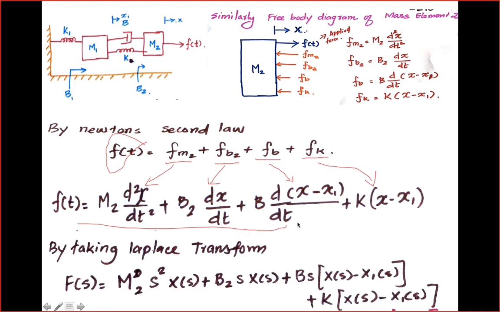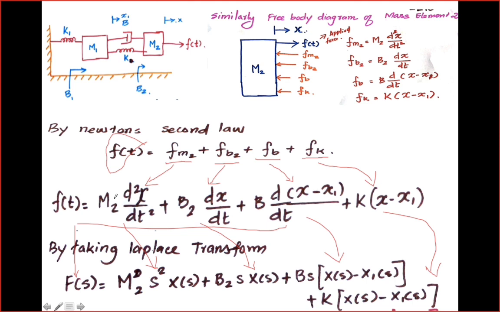Now we are going to take the Laplace transform of this equation. The Laplace transform of f of t is f of s. The Laplace transform of m2 d square x by dt square is this one, the second term this one, the third term this one, and the fourth term this one. I have simply written the Laplace transform of the differential equations. There is nothing new here. We have already discussed it in the previous slide.